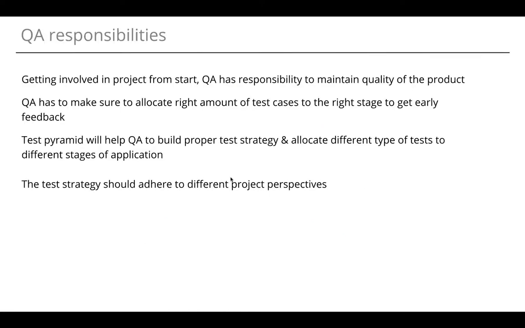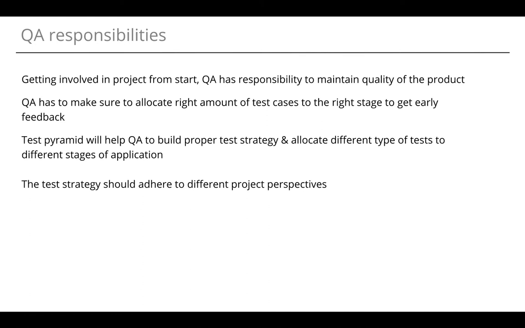Let's see what all the QA responsibilities are. QA has to get involved from the start of the project. QA is mainly responsible to maintain the quality of the product. QA has to make sure that they allocate the right amount of test cases with proper coverage to different stages of the application, to the right stage of the application, to get early feedback.